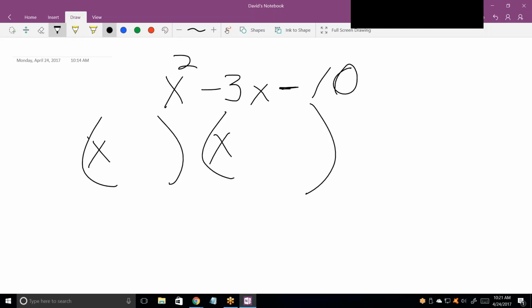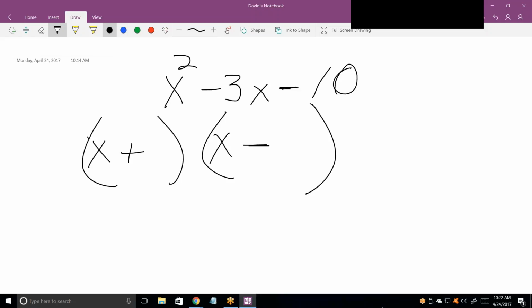First step, split up the x's. Second step, determine the signs. In this case, they're both opposite. And it doesn't matter whether I make it plus minus or minus plus, as long as I'm dealing with x's that have the same coefficient in front of them. Okay, so I've done step 1 and 2.